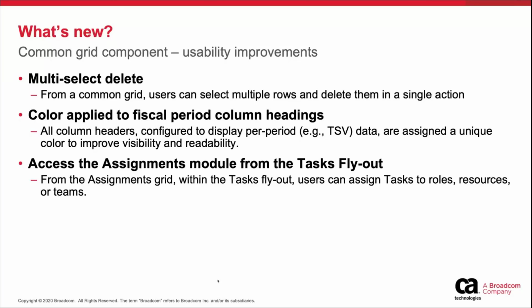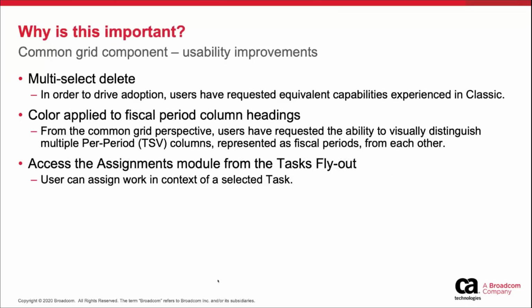So I'll explain that in a minute. So why is this a big deal? So again, from an adoption perspective, multi-select and perform an action, and in this case, delete, is a common capability that was available in Classic, and people expect that in modern UX.